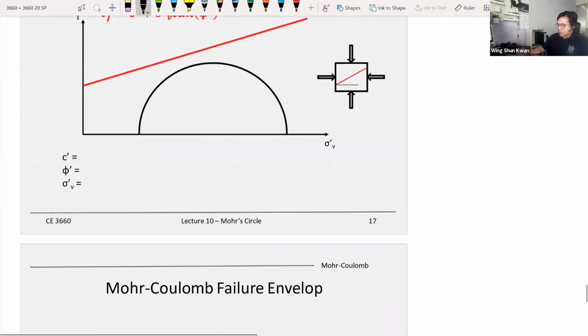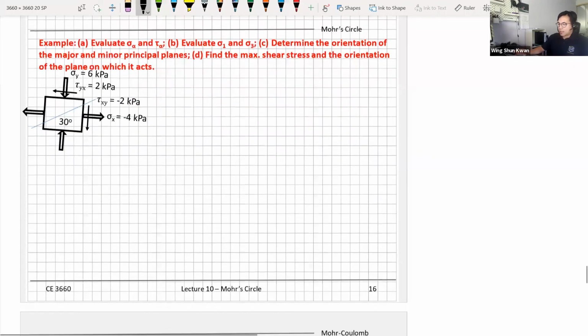So the next question will be the most complicated one that I can give you. If you can handle this question, it means you're ready on this topic. So now in this problem, I give you the stress state, the sigma y and sigma x, and also the shear stresses tau xy and tau yx. And very similar, you try to find a loading plane, I mean a stress plane within the element, at 30 degrees. And also you need to find the orientations.